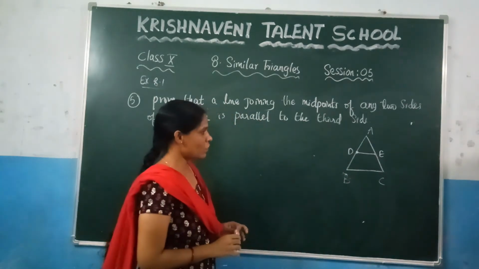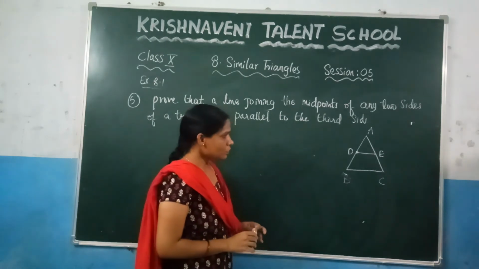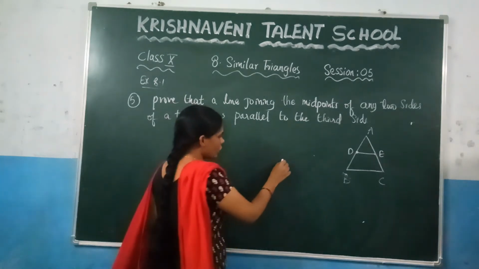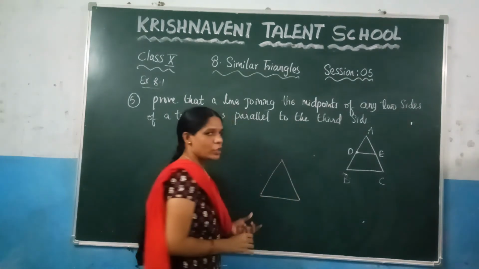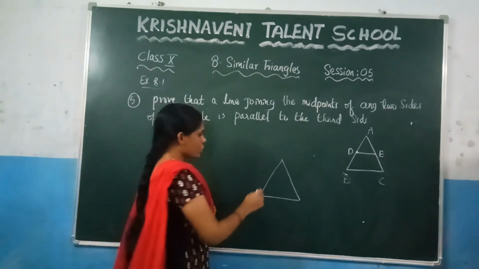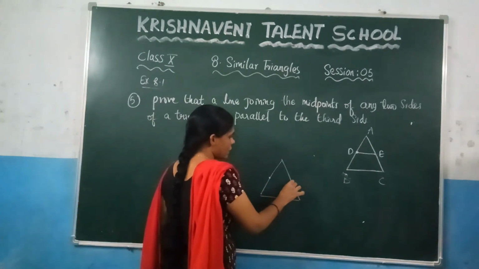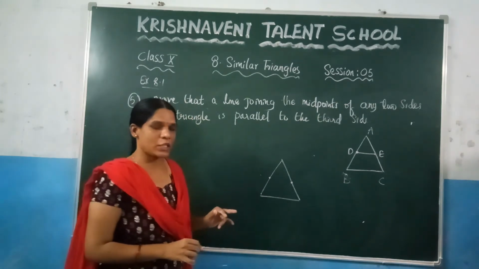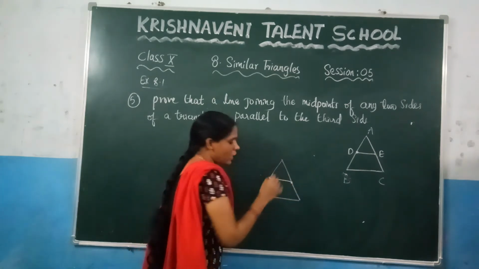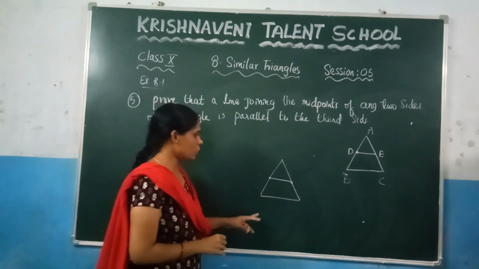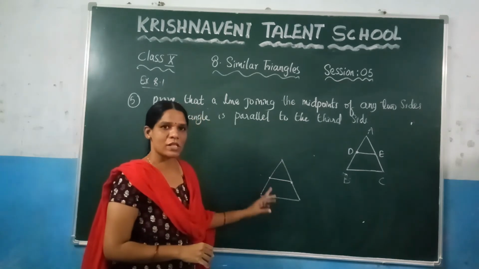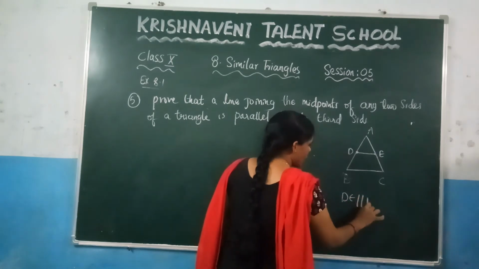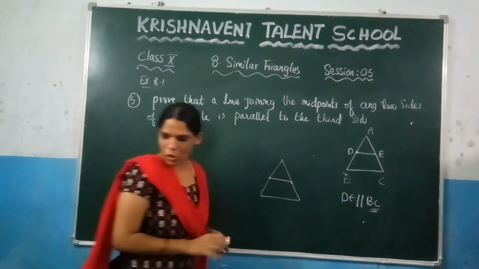Again, I am explaining this question. They have given, prove that a line joining the midpoints of any two sides of a triangle. So if you consider the triangle like this, now you need to choose midpoints of two sides. I am taking this as midpoint, I am taking this as midpoint, and I am joining the midpoints. What do we need to prove? I need to prove that the line is parallel to the third side. What is the third side which is left out? BC. So what we need to prove here is DE is parallel to BC. This we need to prove. So what is the given?